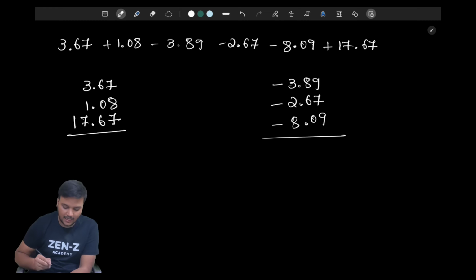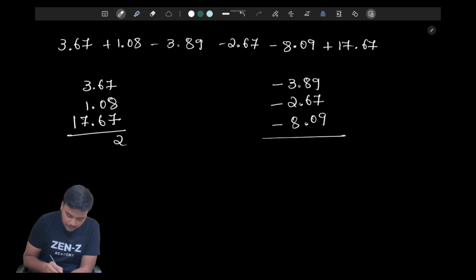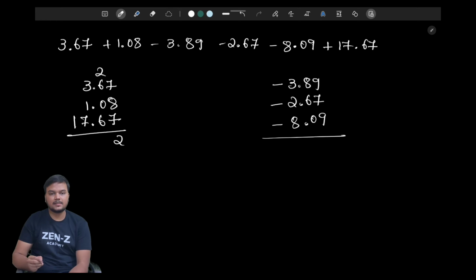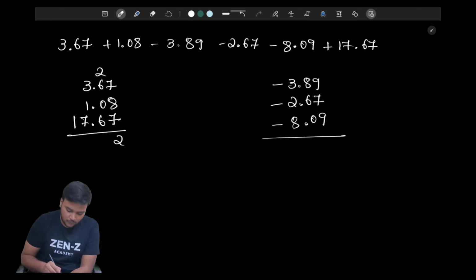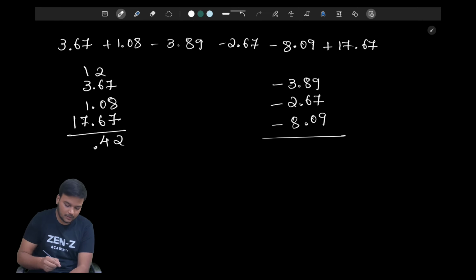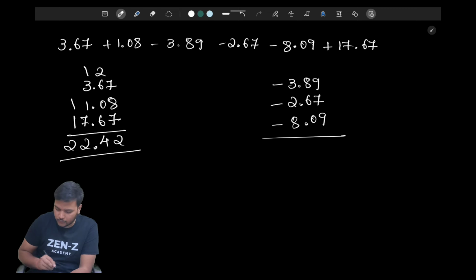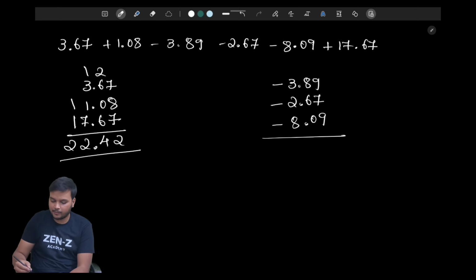Okay, so we'll add all the positive numbers first. So 7 plus 8 is 15. 15 plus 7 is 22. 2 plus 6 is 8. 8 plus 6 is 14. 1 plus 3, 4. 4 plus 1, 5. 5 plus 7 is 12. 1 plus 1, 2. So 22.42 here.